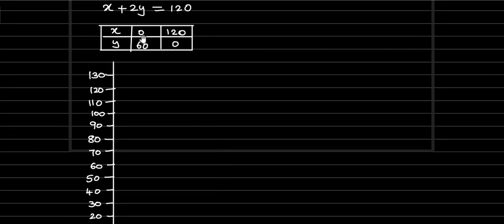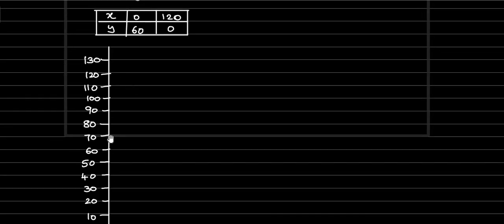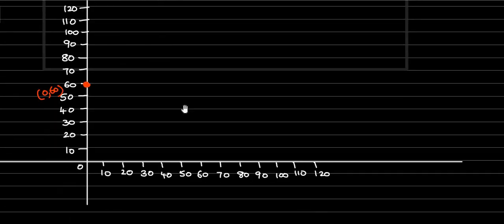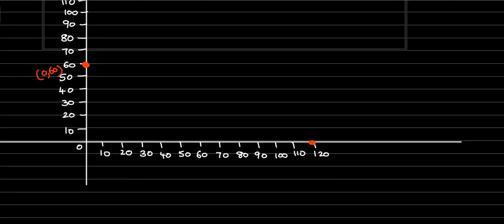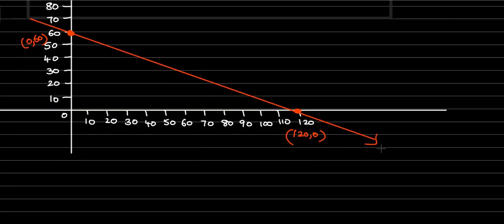The first point is 0 comma 60. If x value is 0, where do we have it on the y-axis? This point is the 0 comma 60 point. The other one, 120 comma 0, is here. Now on joining both the points, we get the line. This is the line of x plus 2y equal to 120.